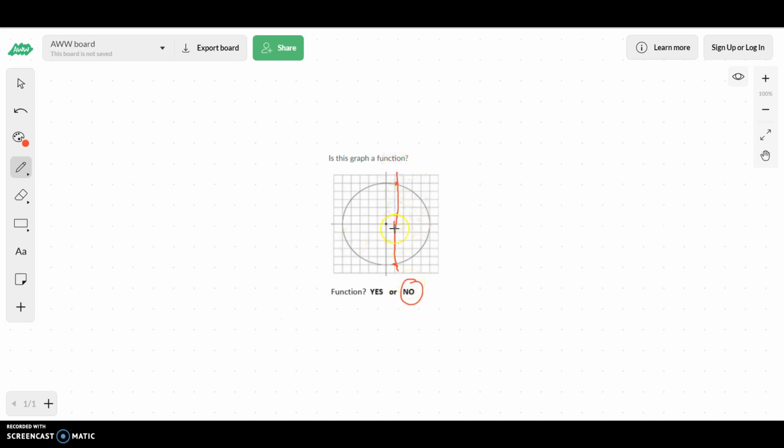Another way you can say that is a vertical line test. If you draw a vertical line, if it ever hits 2 points, that means it hits two x values, so it is not a function.